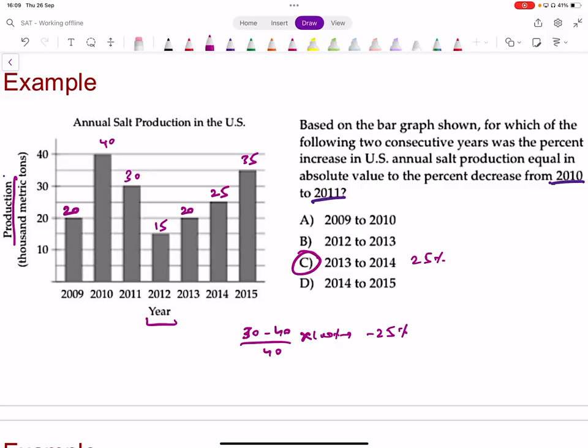Isn't it? And that's 25%. 5 over 20 into 100, 25%.